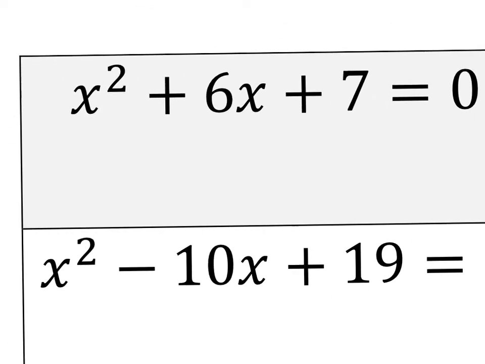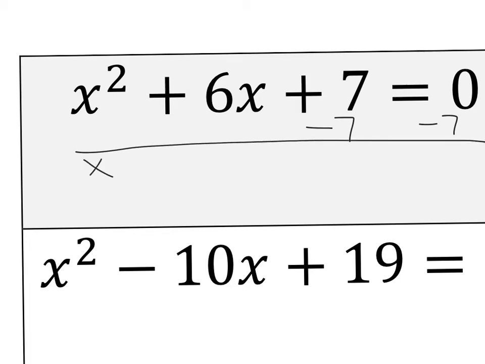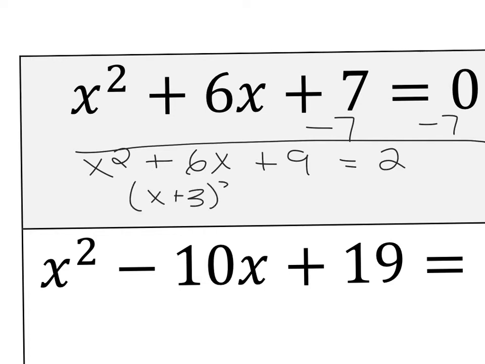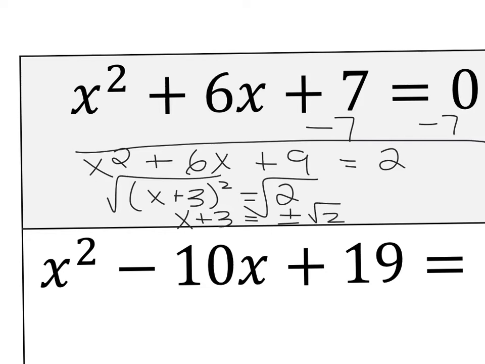So the first one, I'm going to get rid of the 7. Okay, and then I'm going to do 2 steps in one, so I'm going to take half of 6, which is 3, and square it, which becomes 9. So I'm going to add 9 to both sides, which gives me 2 over here. So this is going to say x plus 3 squared when I factor it equals 2. I square root both sides, so I'm going to get x plus 3 equals plus or minus the square root of 2. And if I move the 3 to the other side, I'm going to get negative 3 plus or minus the square root of 2.